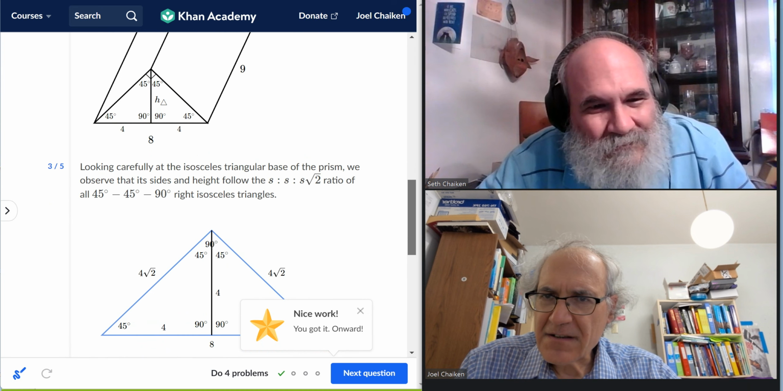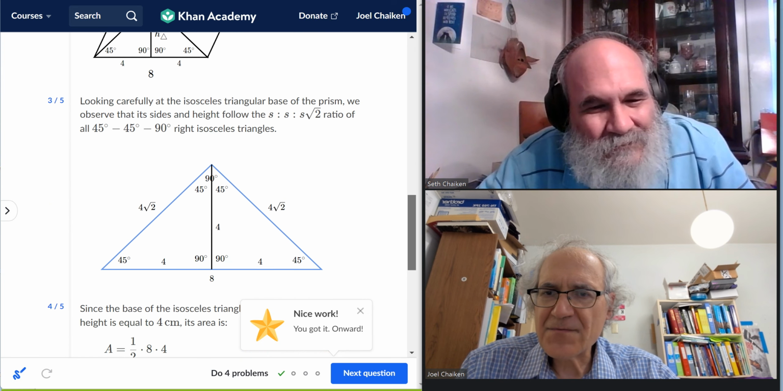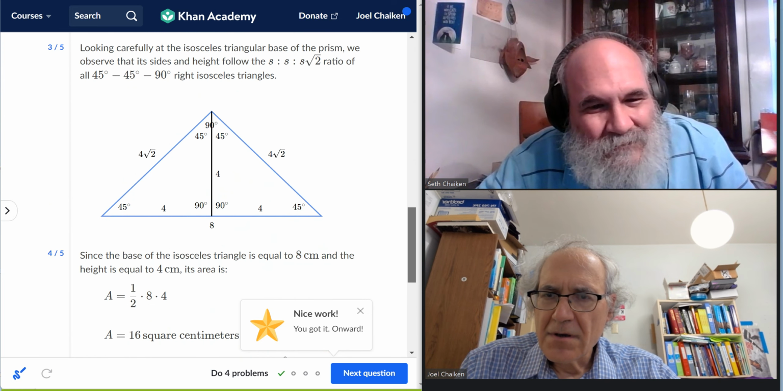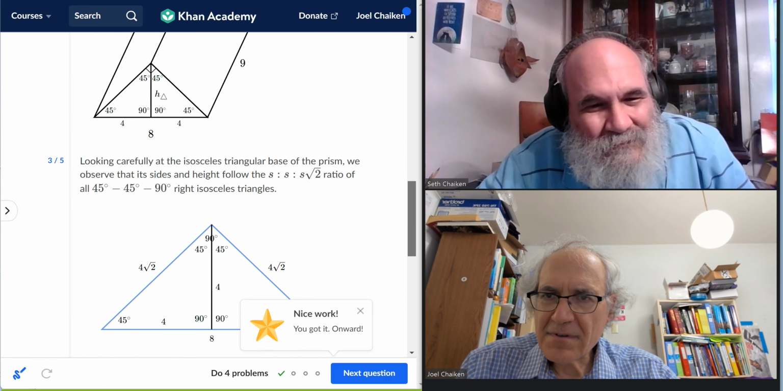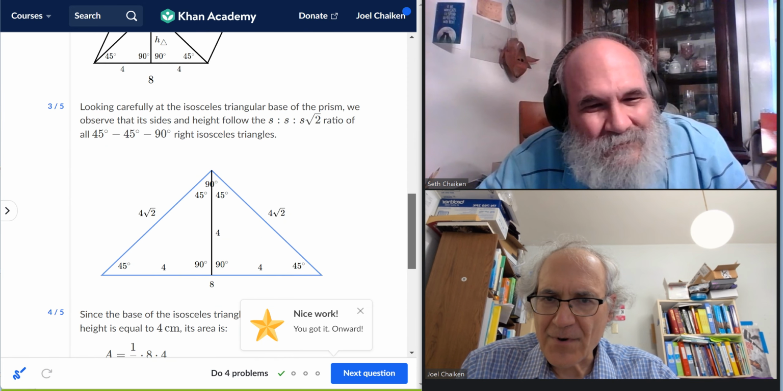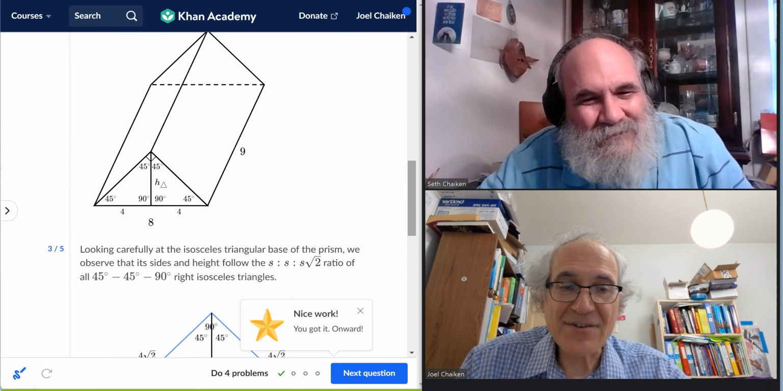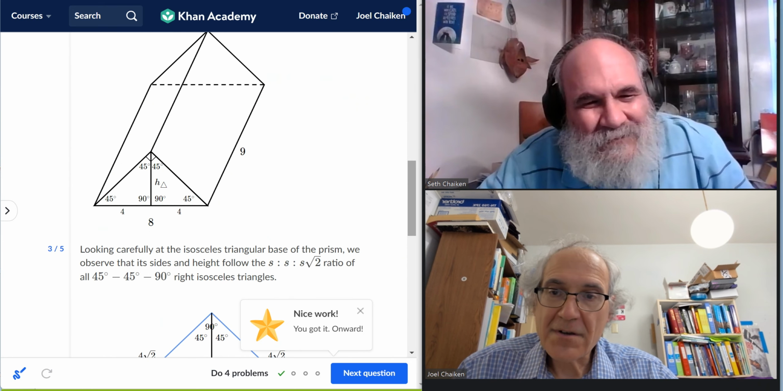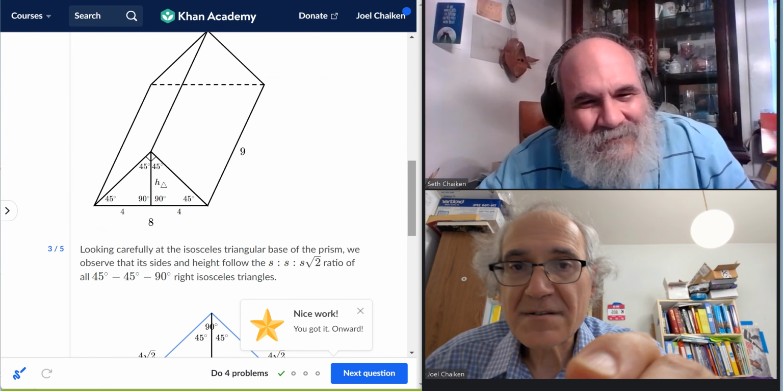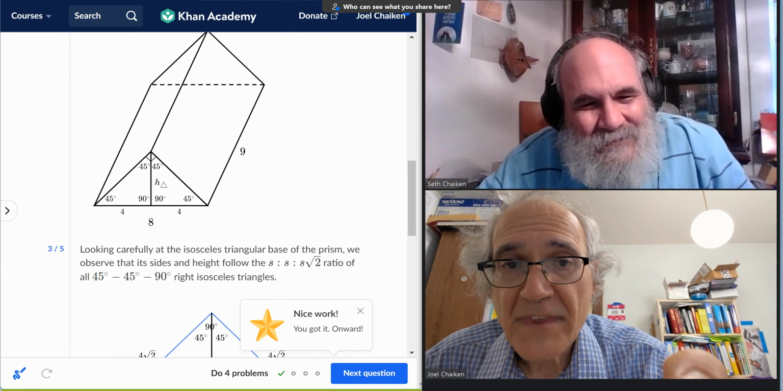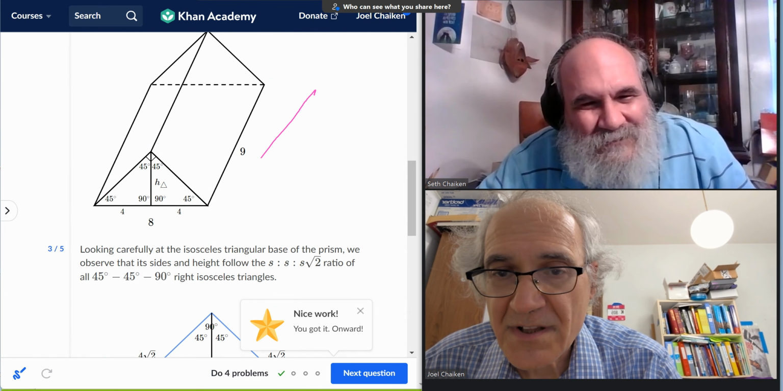That side is 8, so that's 4. Oh, so you never really have to know the 4 radical 2. Yeah, because you can just cut the thing in half. That's actually a really good way of doing it. Do you see what they did? They noticed, they used symmetry.